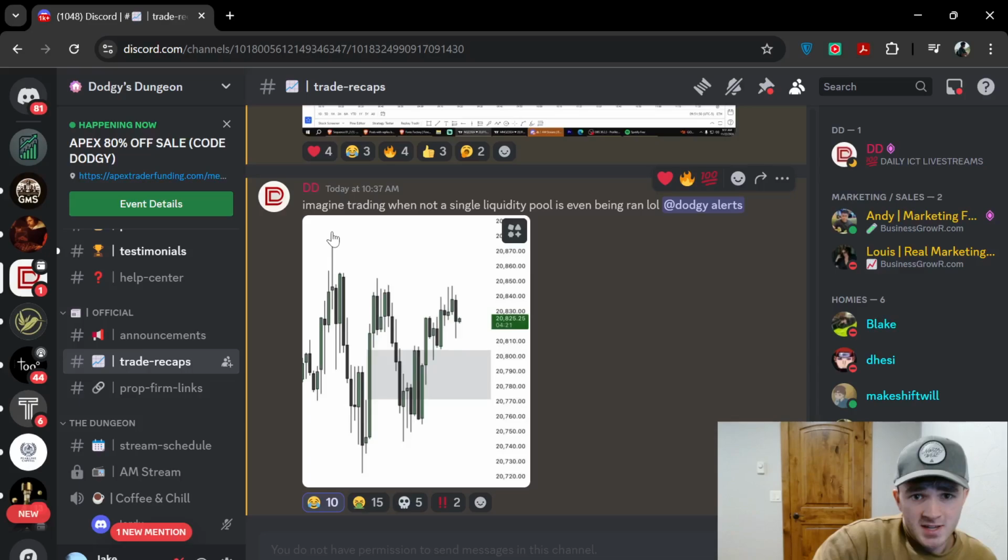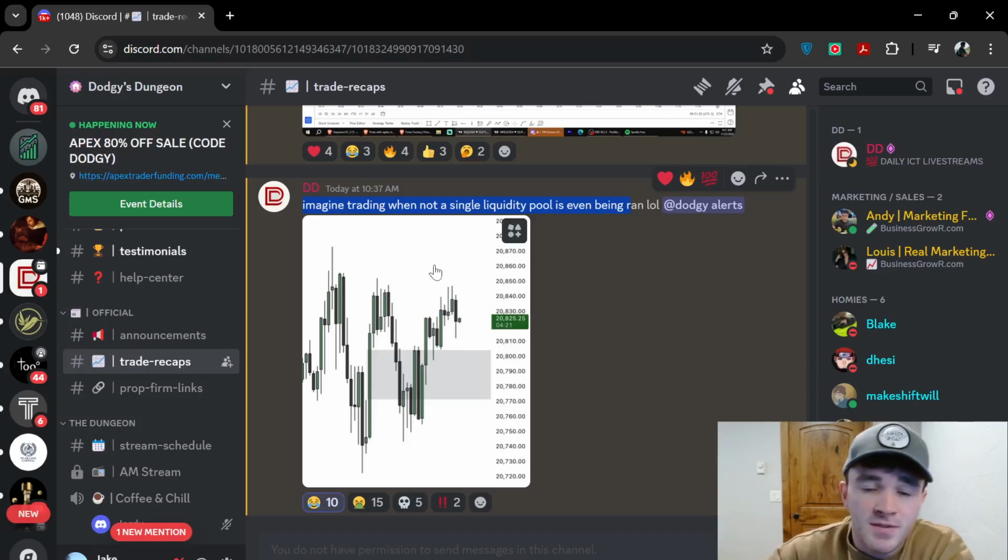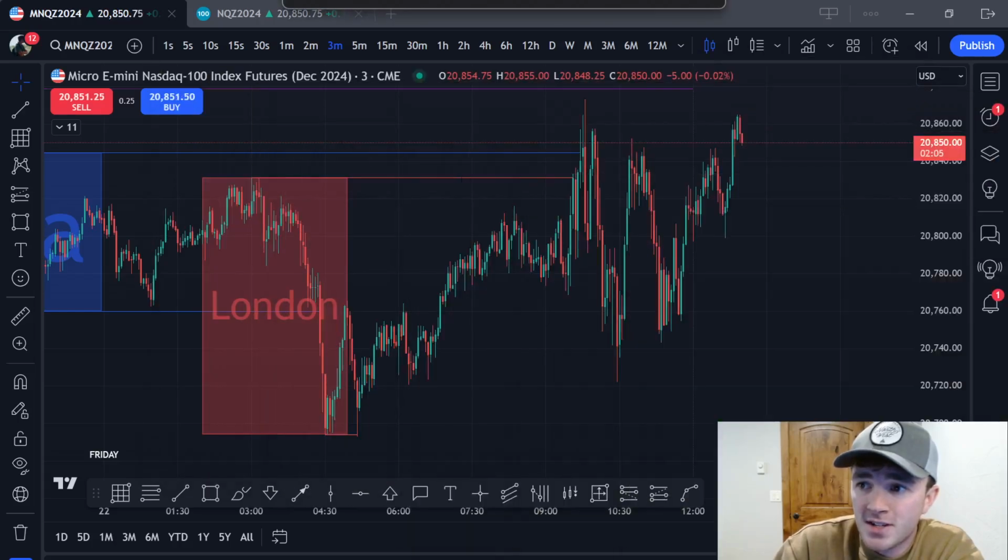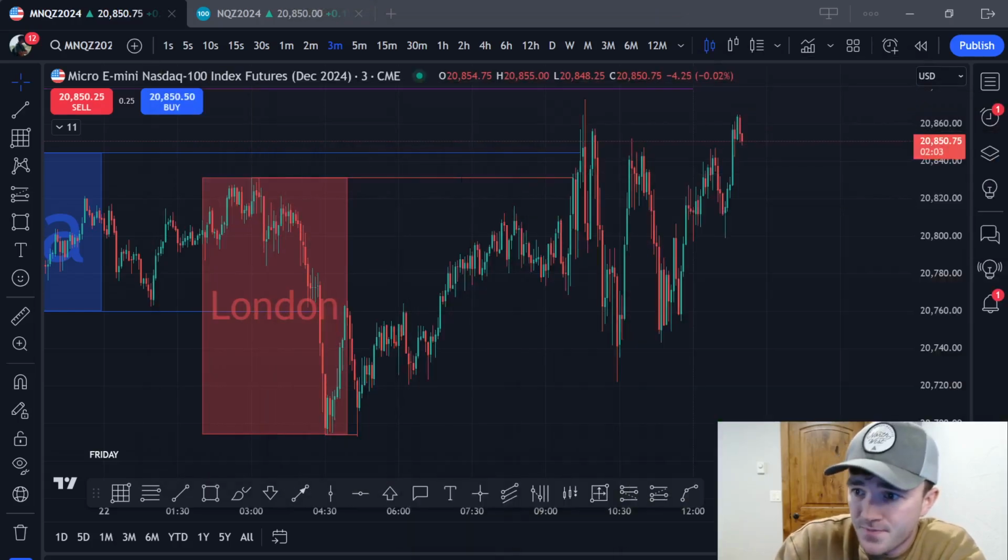You can see that we have highs and lows in the market that really have not been ran. You can see how Dodgy says, "Imagine trading when not a single liquidity pool is even being ran." And this is exactly what I was getting at as well. I want to emphasize as well, if you're not seeing liquidity getting swept, it's just not high probability trading conditions. So very, very frustrating.